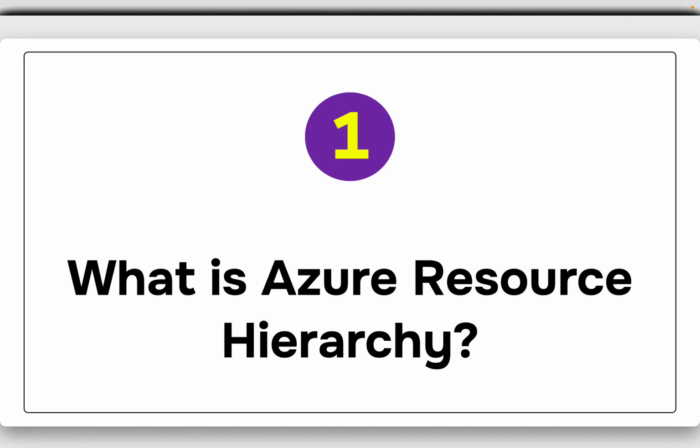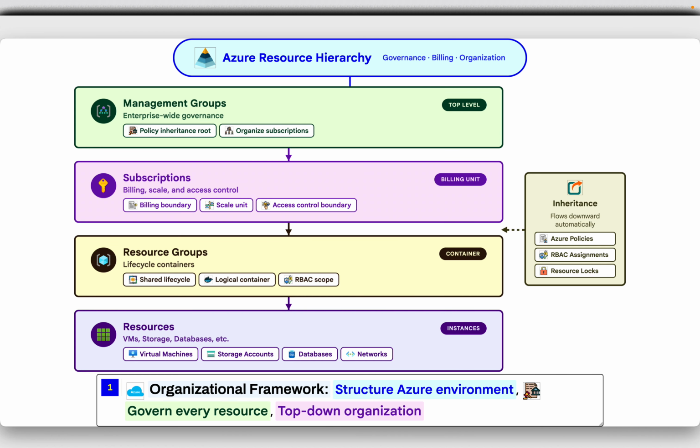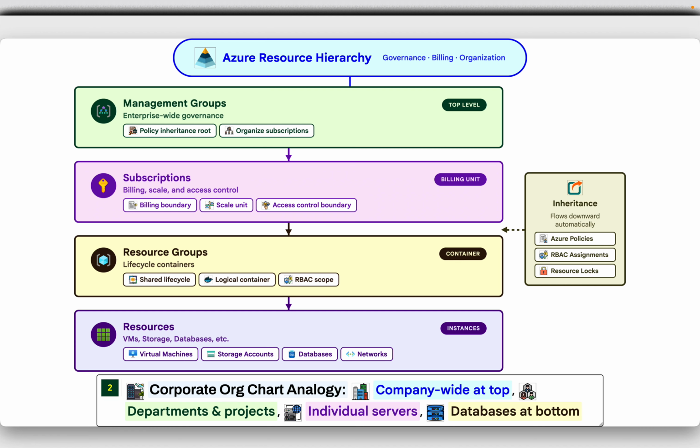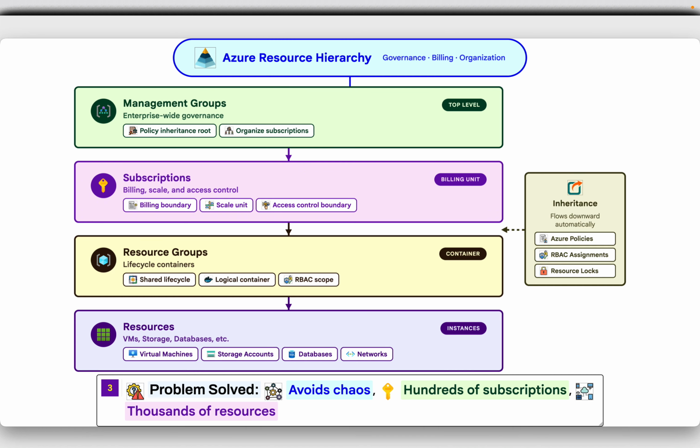First topic, what is Azure Resource Hierarchy? Azure Resource Hierarchy is the organizational framework that lets you structure your Azure environment and govern every resource from the top down. You can think of it like a corporate org chart. Company-wide governance sits at the top, then departments and projects, and finally individual servers and databases at the bottom. The hierarchy solves a real problem. Without it, managing hundreds of subscriptions and thousands of resources becomes total chaos.